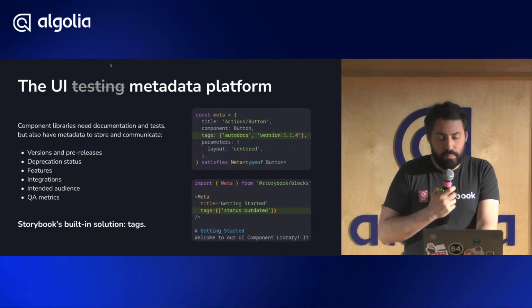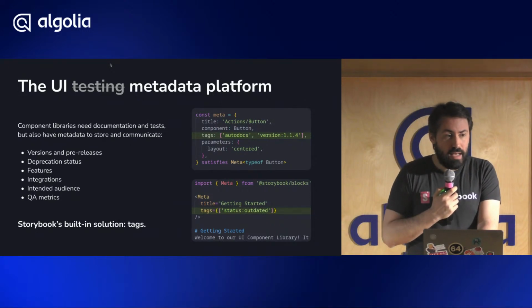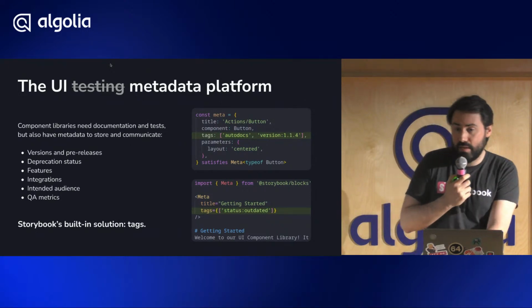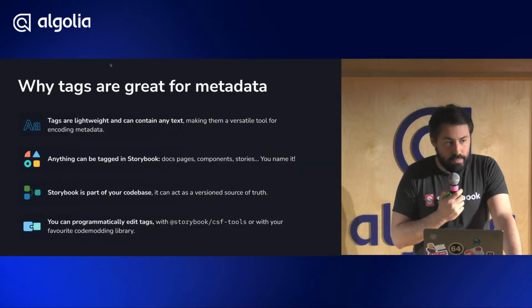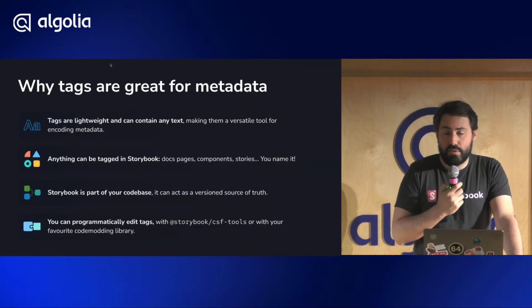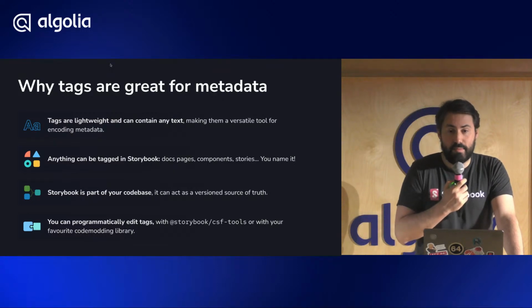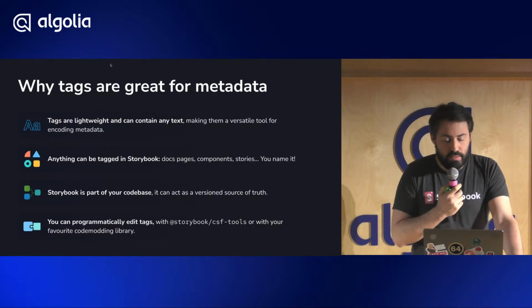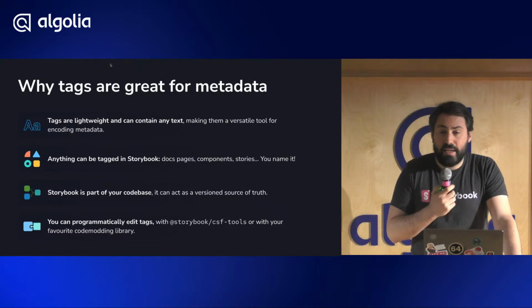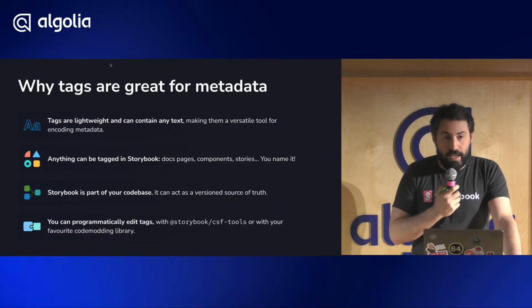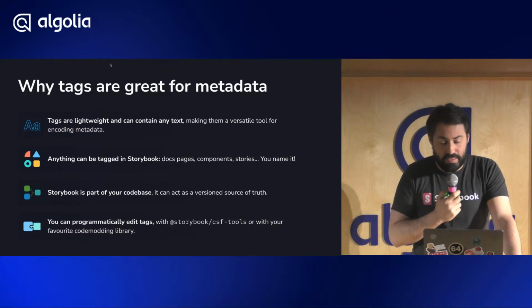It's not very well known, but for any component that you have, any story that you have, or any documentation page that you have, you can define tags. And tags are probably a very good solution for metadata because they're very flexible and lightweight. It's just text. So you can just plaster this text on your components, on your stories, and you can define any text that you want. And based on that, you can build any workflow that matches your organization's need for metadata.